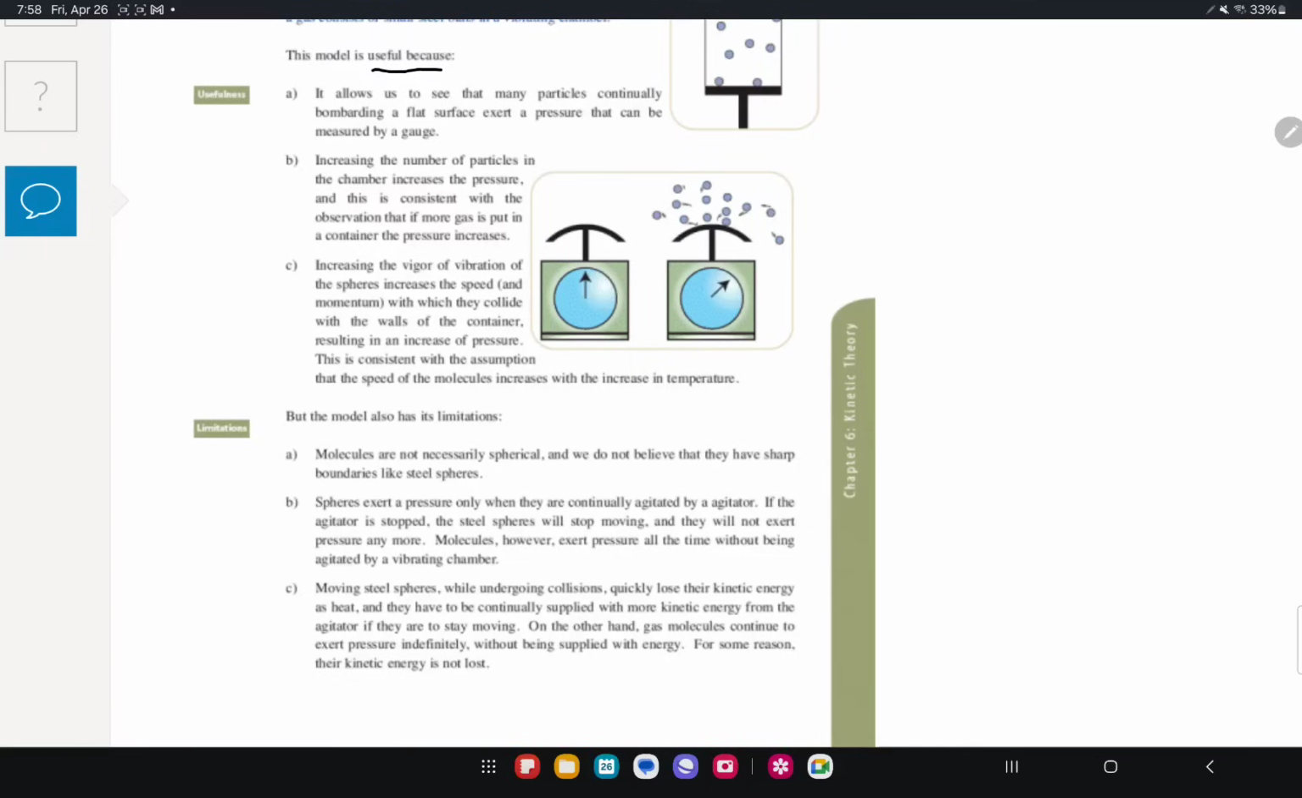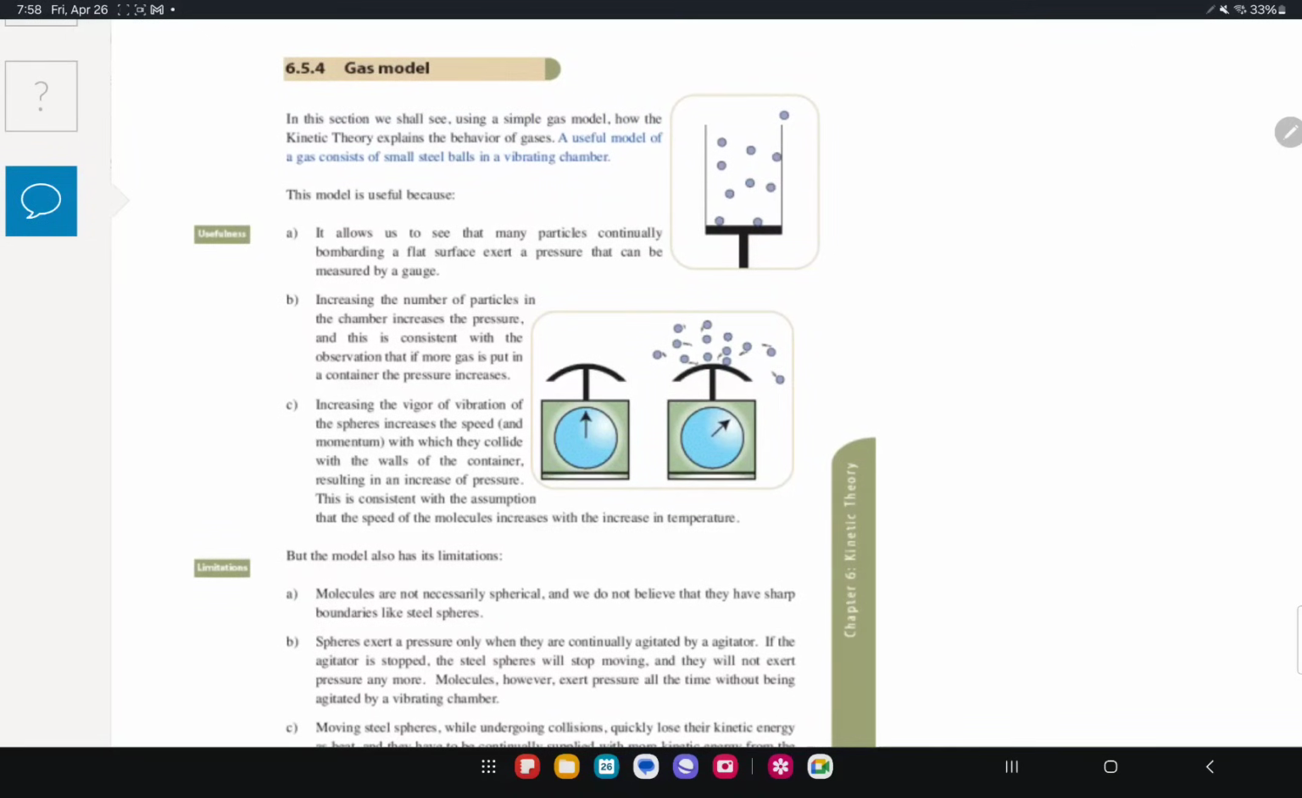It's useful because it allows you to see many particles continually bombard a flat surface to exert a pressure. What does that mean? They keep on shooting particles. So I think it's up here actually. Yeah, they keep on shooting these small steel balls at this surface, and they measure the pressure. Here, there's a barometer, I think, or a gauge. And that gauge measures the pressure whenever the balls hit this surface.